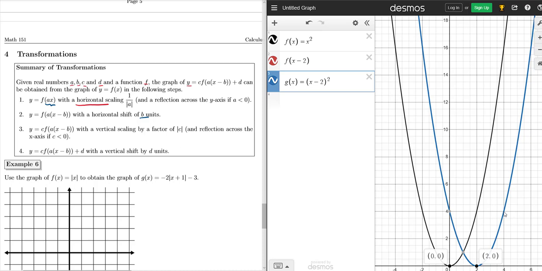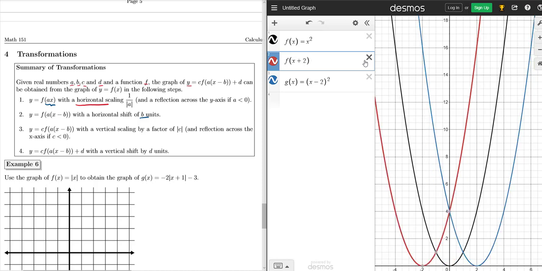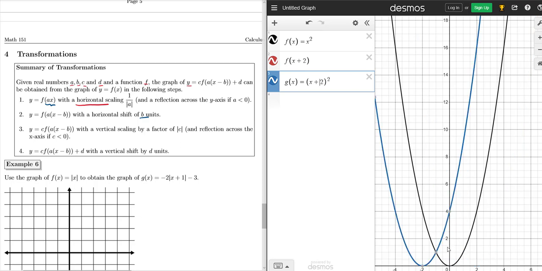So the takeaway here is whenever there are changes inside the parentheses, we do the opposite. If it's a multiplication, we actually divide. If it's subtraction, we actually end up adding. Or if it was an addition, we actually end up subtracting. So let's change that here to a plus 2. There we go. So you see, rather than moving to the right, we're moving to the left.